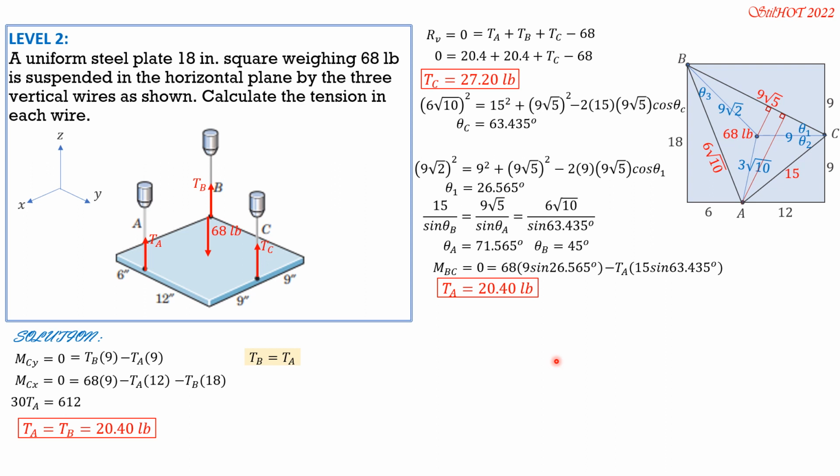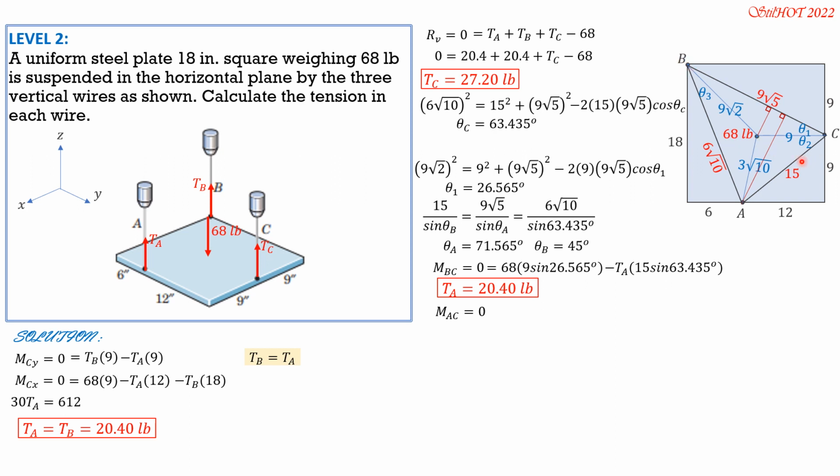So that's a challenge, so that you know how to compute for the perpendicular distance to enhance your analysis also. Moment about AC equals 0, so we sum up moment about this axis to solve for the tension at B.